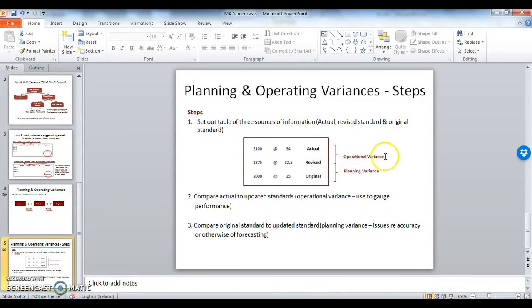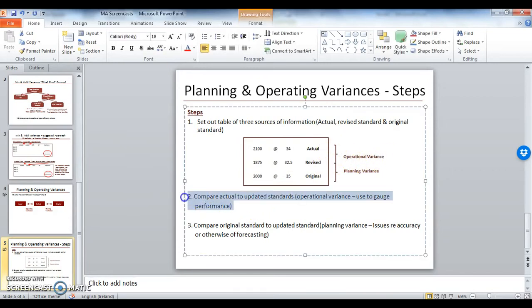So compare these two to get your operational variances, step 2, and these are used to gauge performance. And finally then you compare revised to original, step 3, to get your planning variance. So again, there's nothing new here. You're still calculating the same variances. You still have two sets of benchmarks you compare to calculate a rate variance and an efficiency variance. You're just doing it in a different context now. So remember the three steps. Set out a table of the three sources. Step 2, calculate your operational variance. Step 3, planning variance.